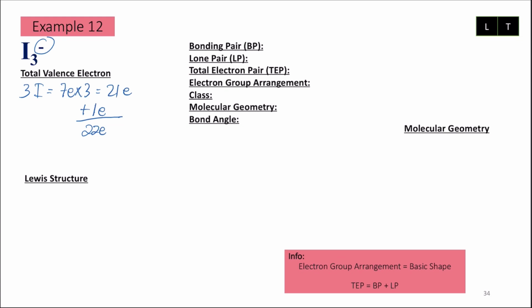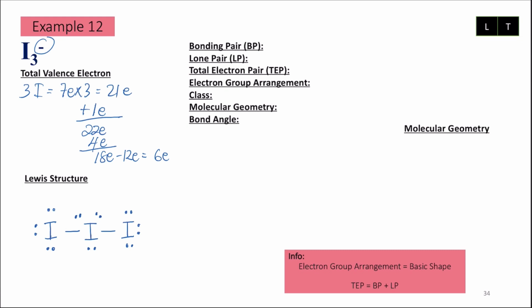After that, I'm going to choose my central. We have all iodine, so it means any one can be our central. Just take one, bonded to 2 iodine. And I use up already 4 bonding pair electrons. So, minus 4, you got 18. And then the 18 I will fill around the terminal atoms first. So, 12 already use up. So, minus 12, the remainder is 6. So, 6 electrons here I'm going to put at the central atom around this iodine.